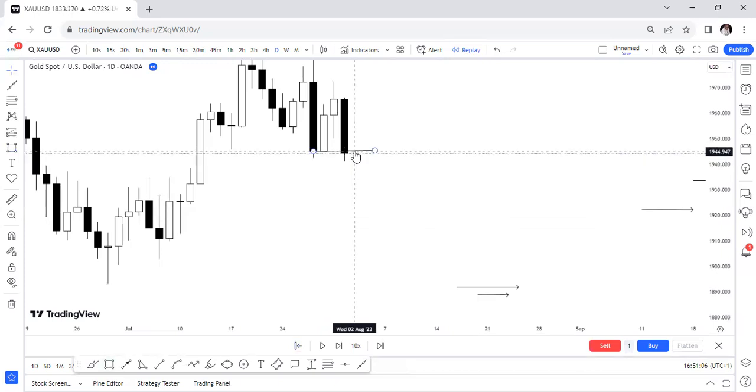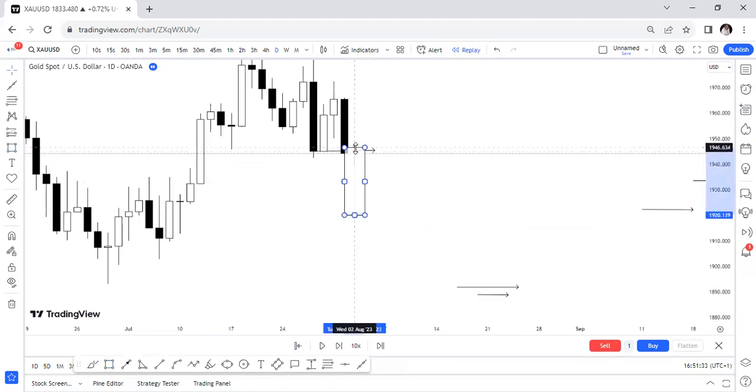With what? Is it with a body or with a wick? With a wick. You want to see a wick. You want to see something like this. The price must make a move like this, then a rejection that will cause this to come down like this. That's what you want to see.